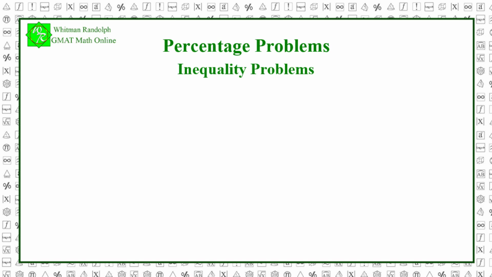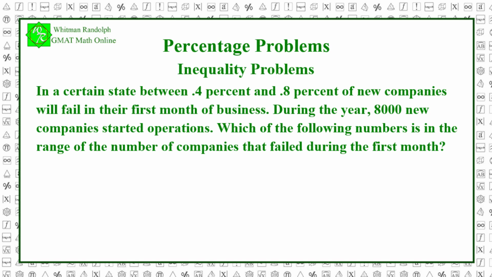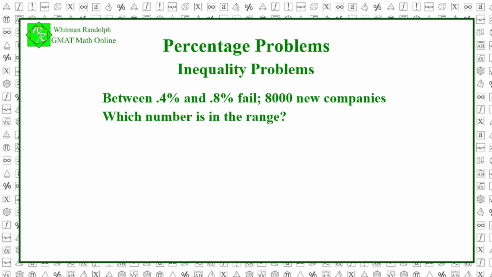Here's a sample problem. In a certain state, between 0.4% and 0.8% of new companies will fail in their first month of business. During the year, 8,000 new companies started operations. Which of the following numbers is in the range of the number of companies that failed during the first month? Here's a summary of the facts of the problem. And here are some possible answers.